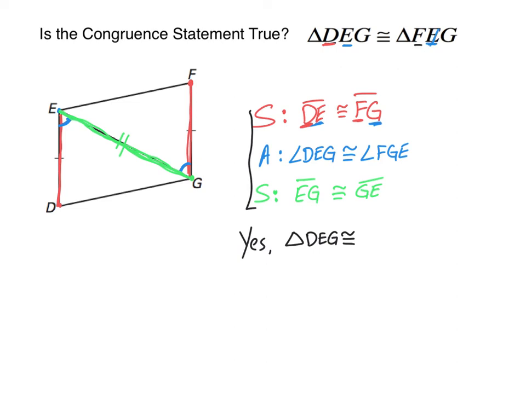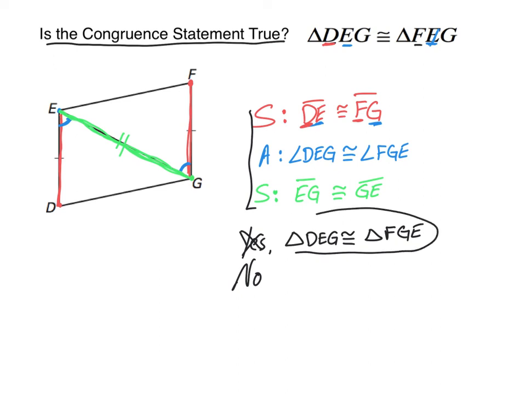So the statement is triangle FGE. So to answer this question, is this congruent statement true? My mistake, the answer is actually no. And this is the correct congruent statement. All right, I know that seems weird, but let's look at that a little closer.